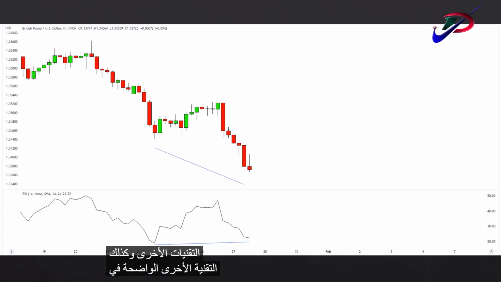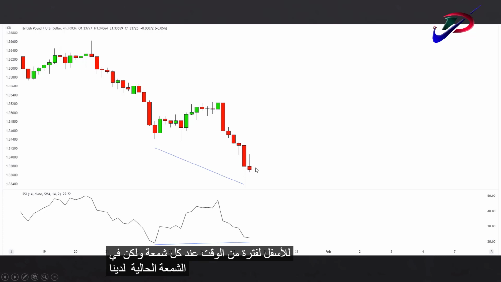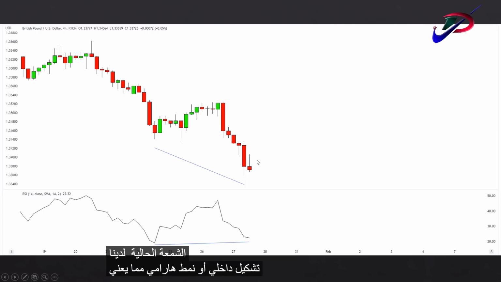The other technique that is clear in this case is the candlestick pattern. Observe that price has been advancing down for a while at each candle, but in the current candle, we have an inside formation or a harami pattern, meaning that price has stopped advancing.